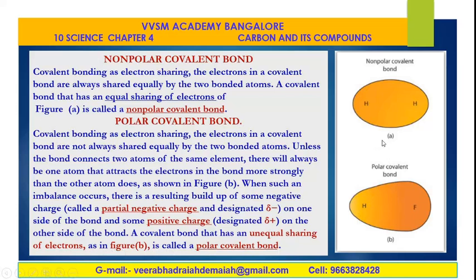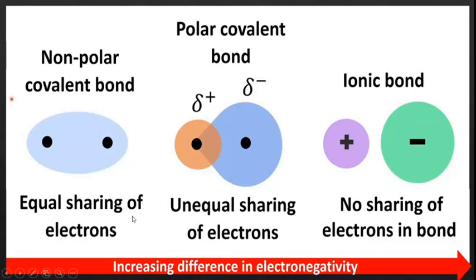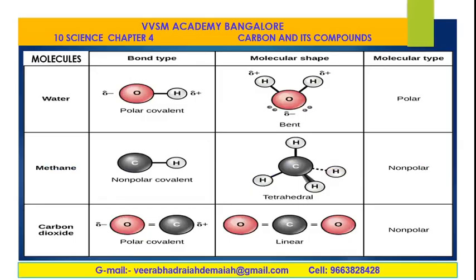So you should be clear that polarity differs. Non-polar covalent bond is equal sharing, but polar covalent bond is unequal sharing between two different atoms. See here, equal sharing of electrons, non-polar covalent bond; unequal sharing of electrons, delta plus, delta minus, that is polar covalent. In case of ionic bond, there is no sharing of electrons in the bond. Instead of that, there is transferring of electrons. That we have already discussed in our previous classes.